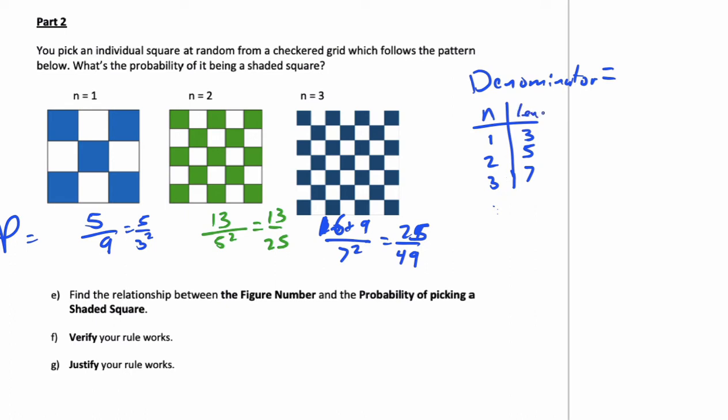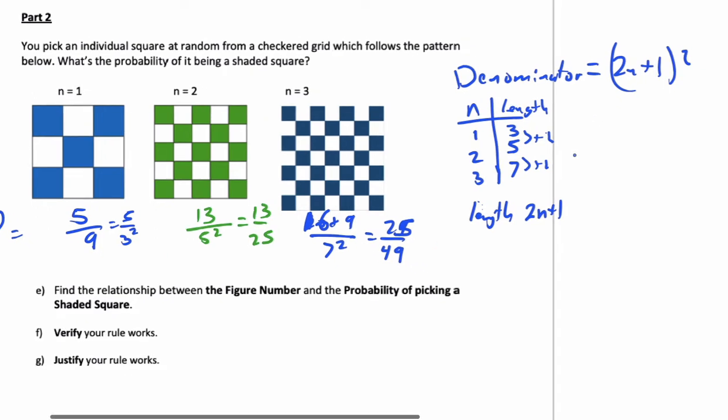we'll call this length, side length or something. The side length of those squares is always going to be 2n plus 1, because these are increasing by 2. 2n plus 1 matches our table. So the denominator of the whole thing is going to be 2n plus 1 squared. That works for all these numbers. So you get 9, 25, and 49 if you use 2n plus 1 squared.